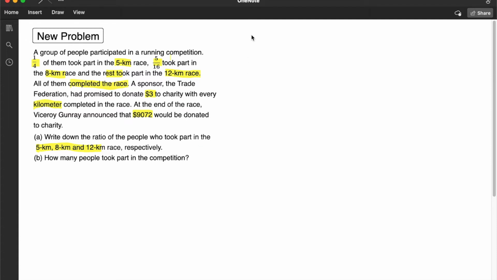Alright, so for the 5-kilometer race, we have one quarter. And then for the 8-kilometer, we have 5/16. We can see that the denominator is not the same, so we have to change that. So we go back to the 5-kilometer and multiply by 4 for the numerator and denominator, so we're going to get 4/16.